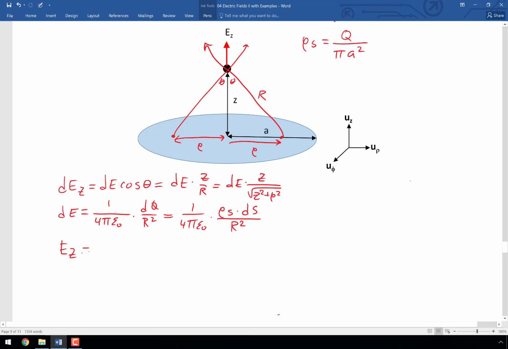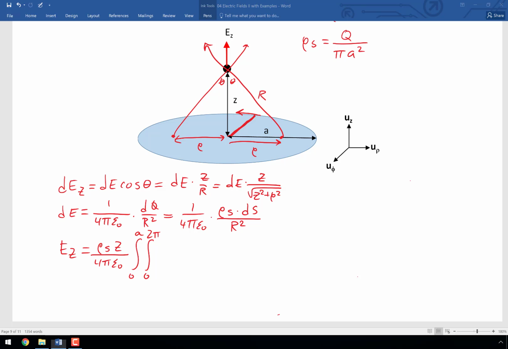E sub z is equal to rho sub s times z divided by 4 pi epsilon 0. The integral, there's actually a double integral, integral of rho from 0 to a, and integral of phi from 0 up to 2 pi. So just consider that we're sweeping out first in the rho direction. And then once I've got a line that's in that direction, now I'm going to sweep it in this direction. So it'll look sort of like one of those radar things that's spinning in a circle. And if I spin that a whole 2 pi or 360 degrees, then I will have colored the entire disk.